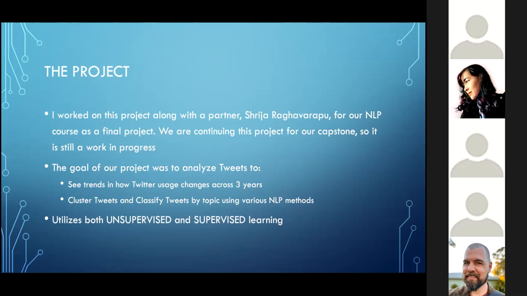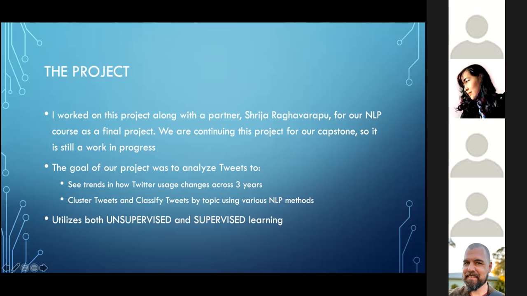But the goal of our project was to, number 1, see the change in Twitter usage across 3 years. So we downloaded data from 2019, 2020, and 2021 to see how people use it differently across the 3 years. And also we are going to cluster tweets and classify them by topics so we could get a good idea of what topics people are talking about from year to year.